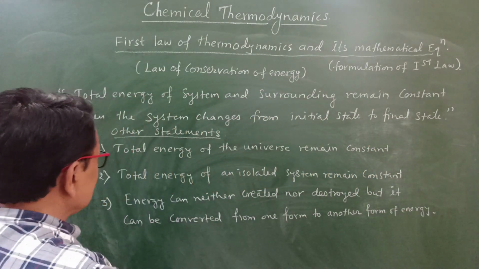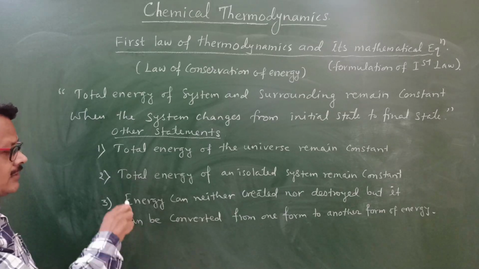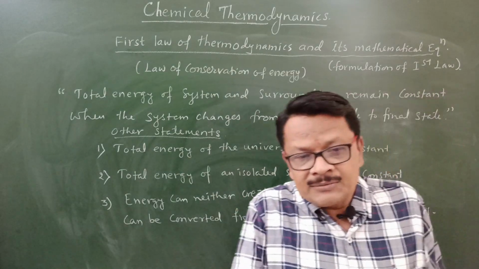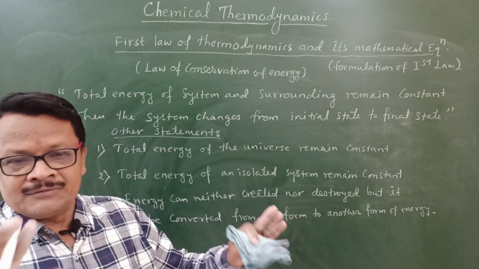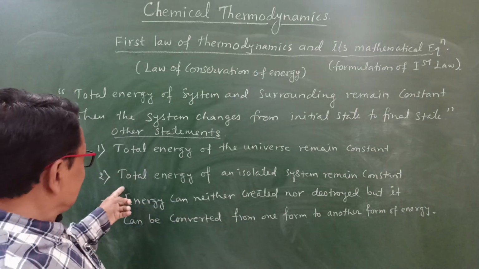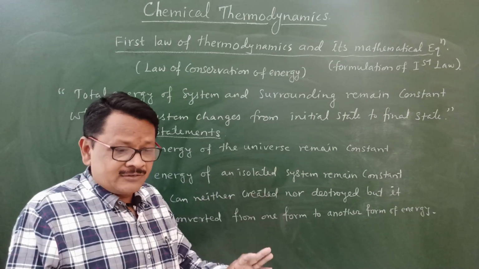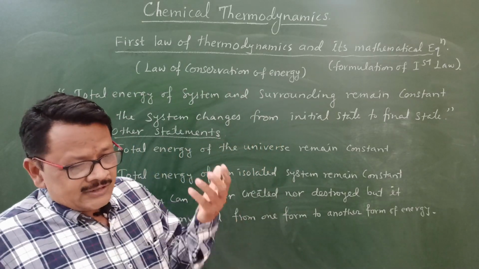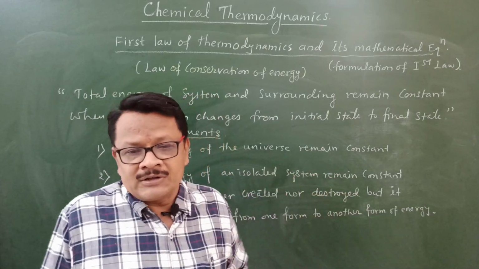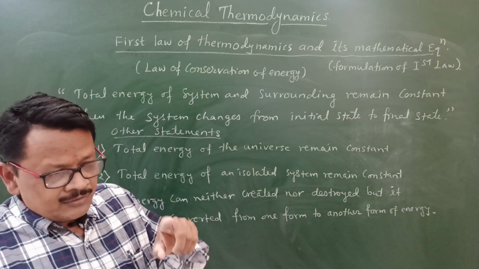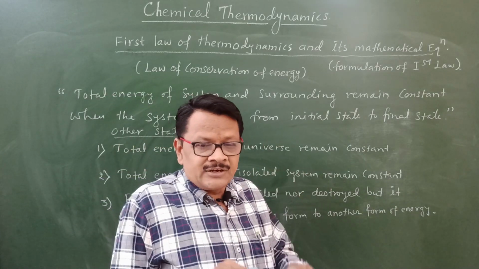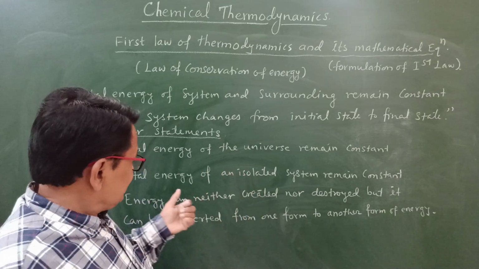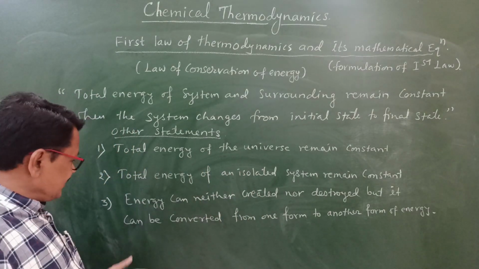So these are the three different statements of first law of thermodynamics, but the meaning of all these three statements is the same. What is the meaning? Total energy of the universe always remains constant. Then total energy of an isolated system always remains constant. What is meant by isolated system? We saw that energy is neither allowed to enter nor leave the system to the surrounding. So that is called an isolated system. Whatever the total energy present in that isolated system, it remains constant. It doesn't change.